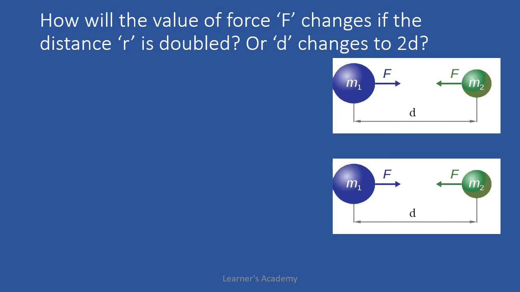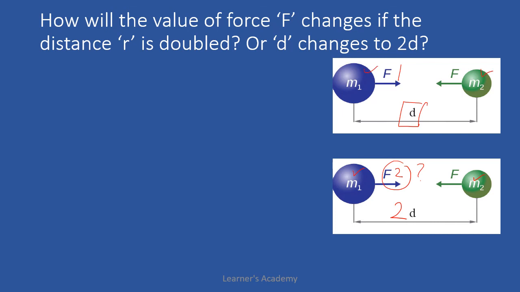Now the question is: how will the value of F change if the distance r is doubled, or d changes to 2d? Here you see this is d. If this d changes to 2d, how will this force change? So let this be force 1 and let this be force 2. Mind you, the masses will remain the same throughout.